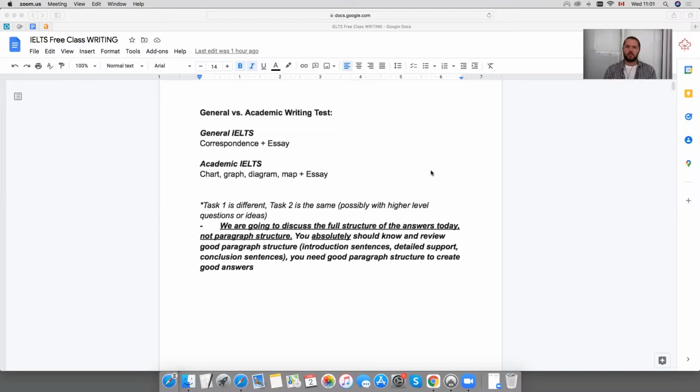To begin, we are going to talk about the similarities and differences between the general and academic, and then we'll look at some real questions for those of us who haven't seen the test yet. For the general IELTS, we have a correspondence and an essay. So the correspondence suggests that we are writing a letter or an email of some kind.